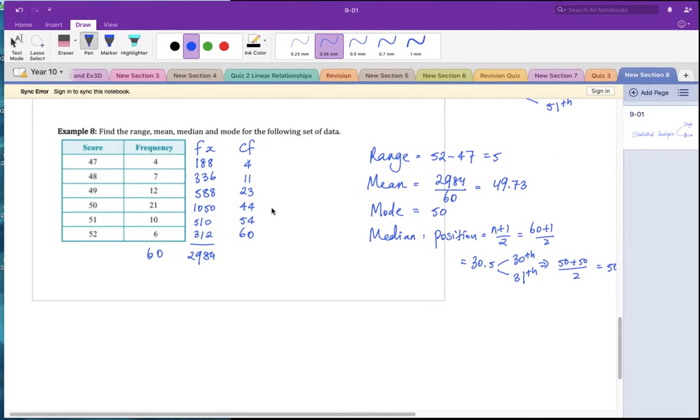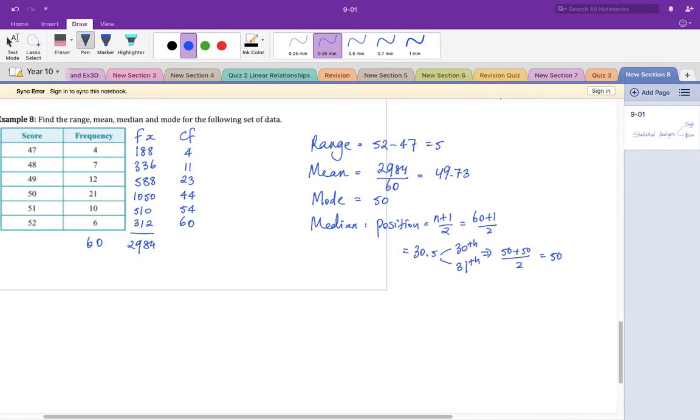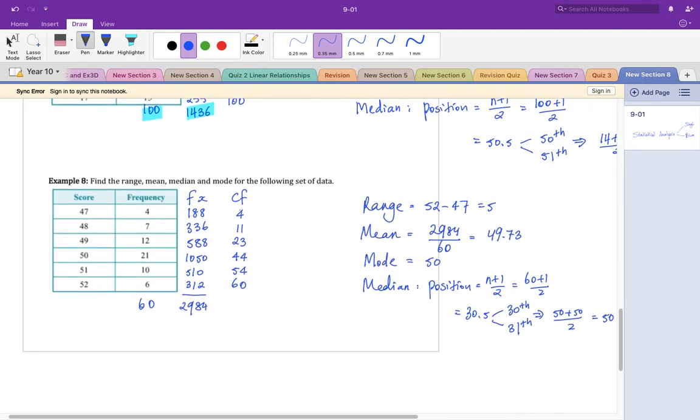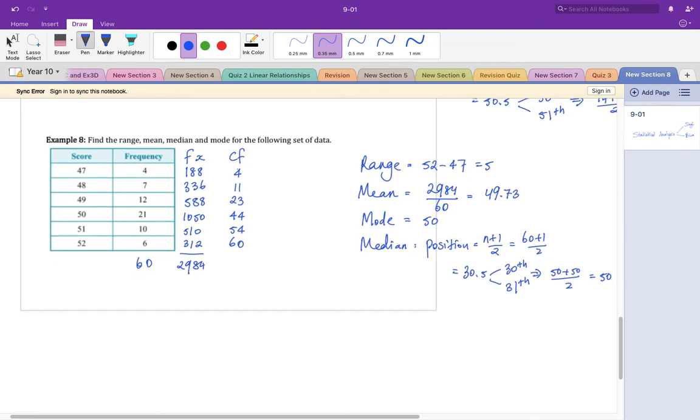So these are the answers that I got. The range is 5, the mean is 49.73, the mode is 50, and the median is 50. So once again, whenever you're given a frequency table, it's definitely useful if you add 2 extra columns yourself. So fx means score times frequency, cf is cumulative frequency. So I want you to have a careful look before you attempt today's homework.